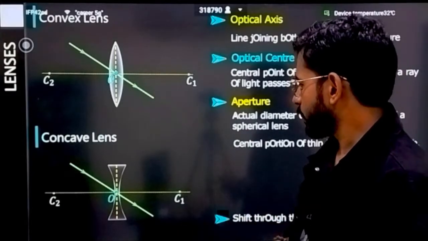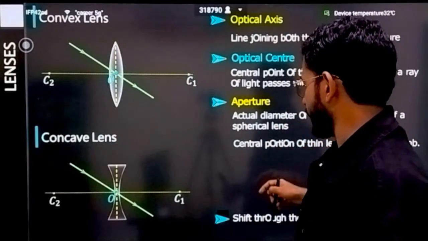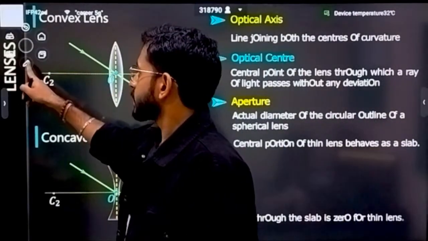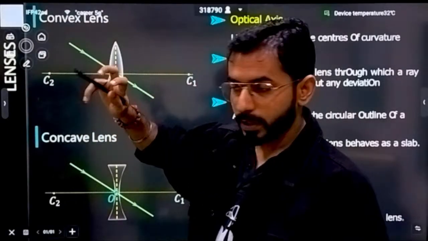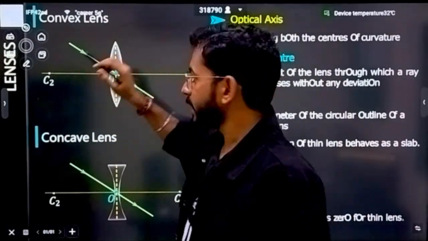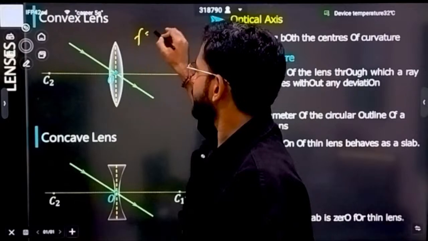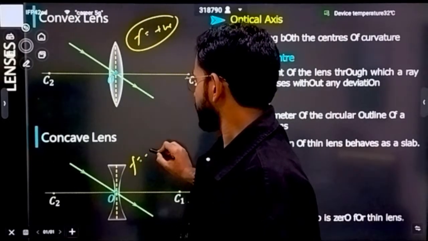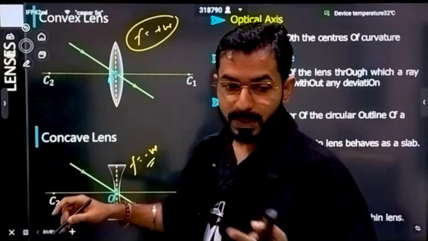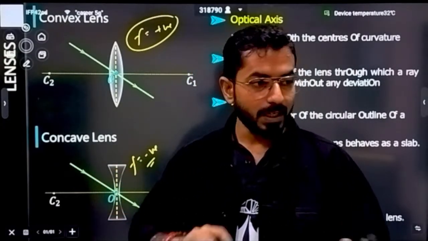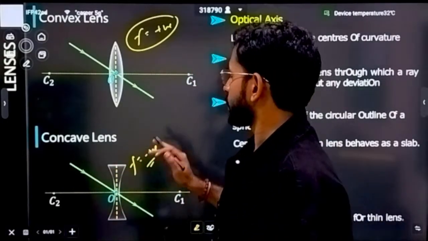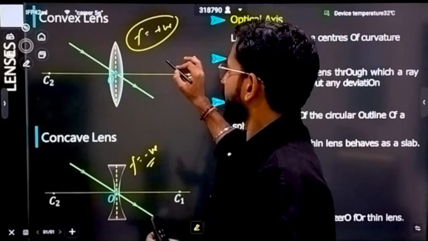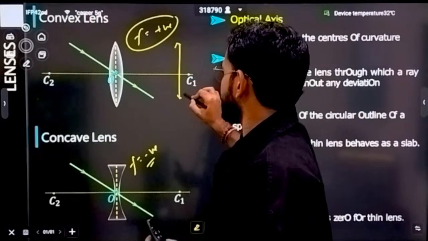These are the two varieties of lens: concave lens and convex lens. Now I will tell you some important properties. I will be proving that the focal length for a convex lens is always positive and the focal length for a concave lens is always negative. There is only one specific condition where it will be reversed. I will tell you about that case, so it is not universal.